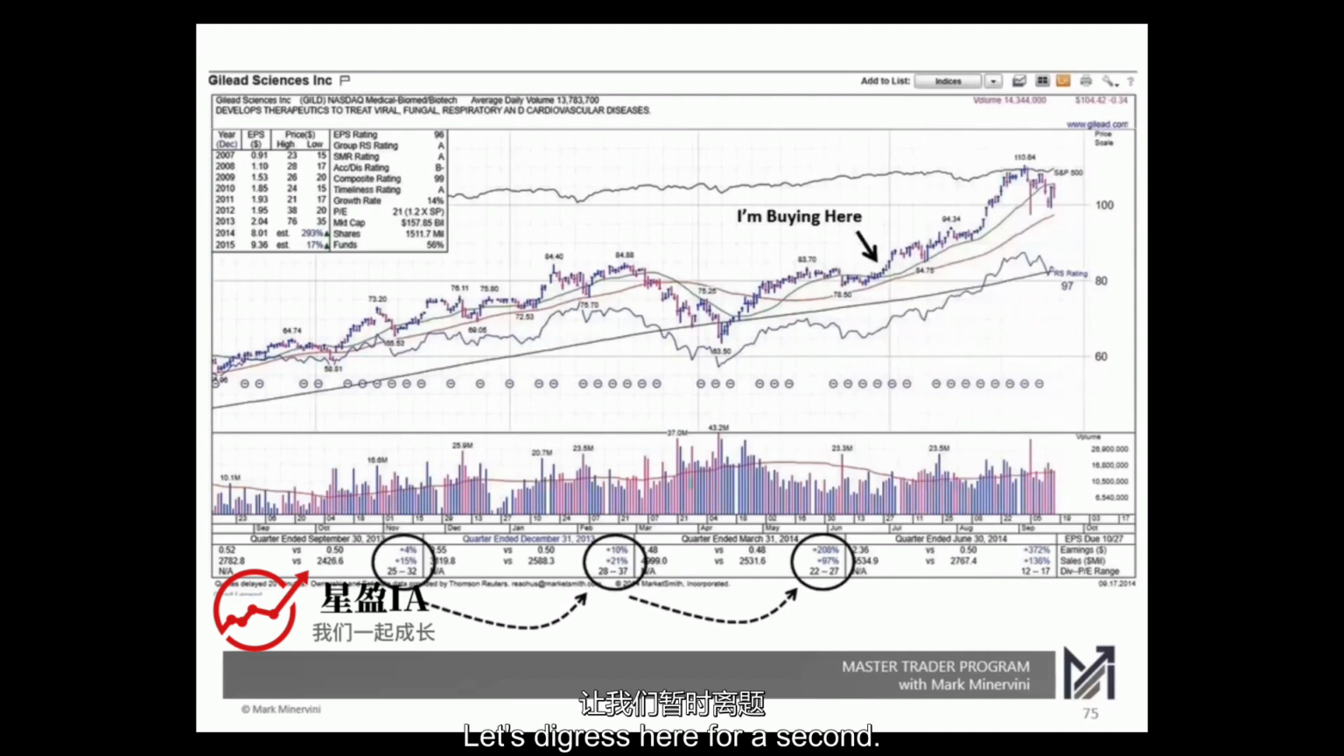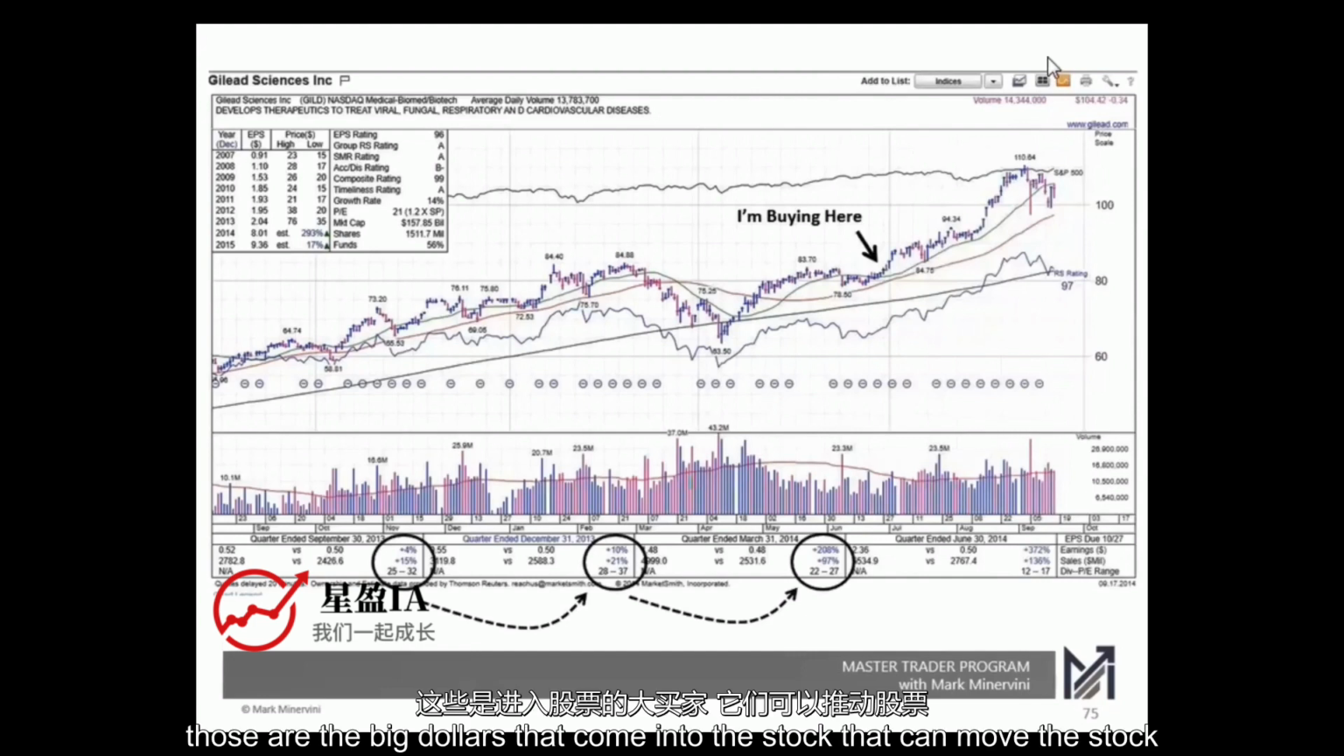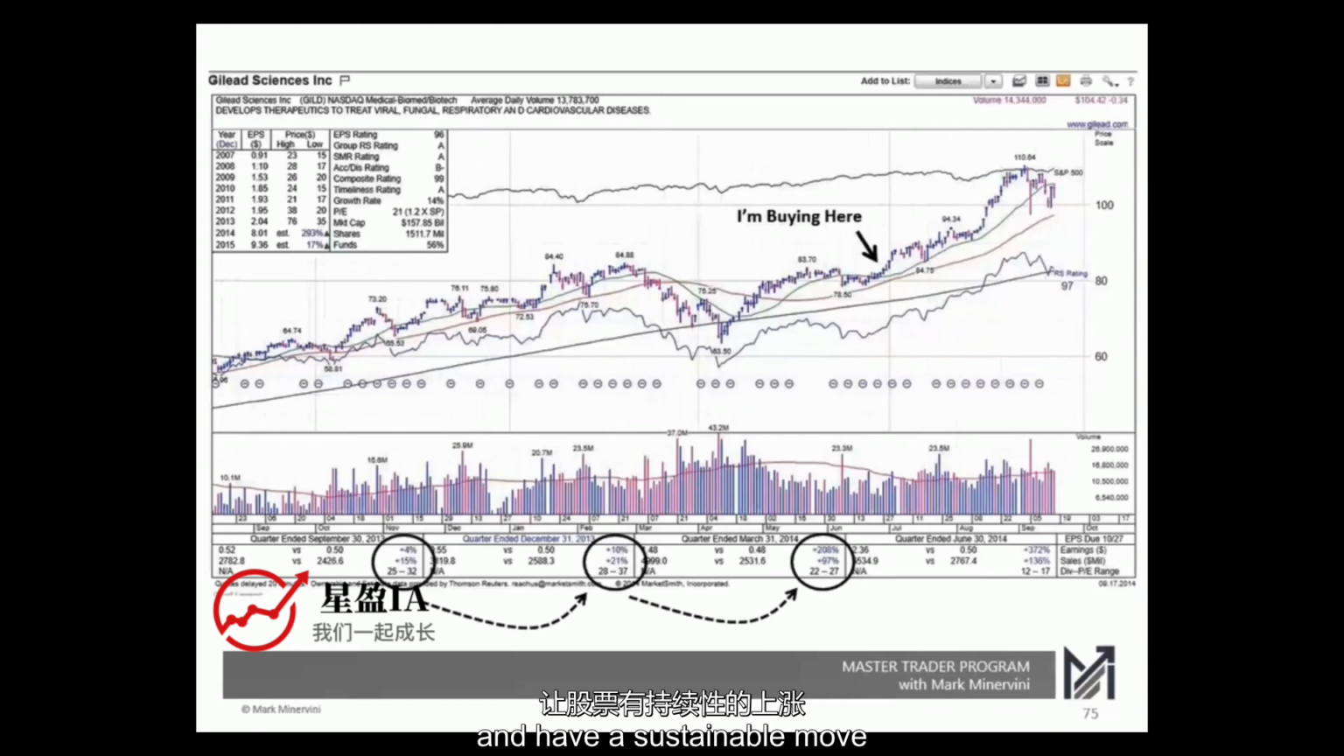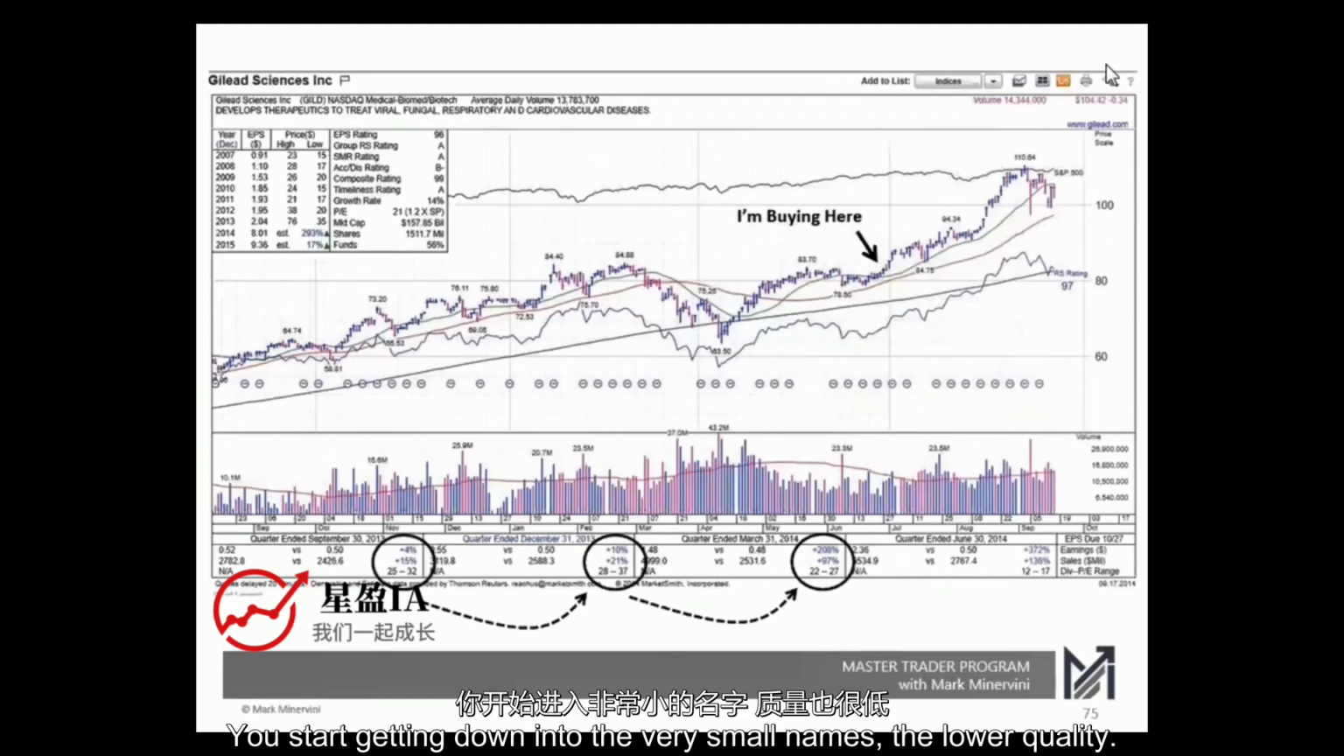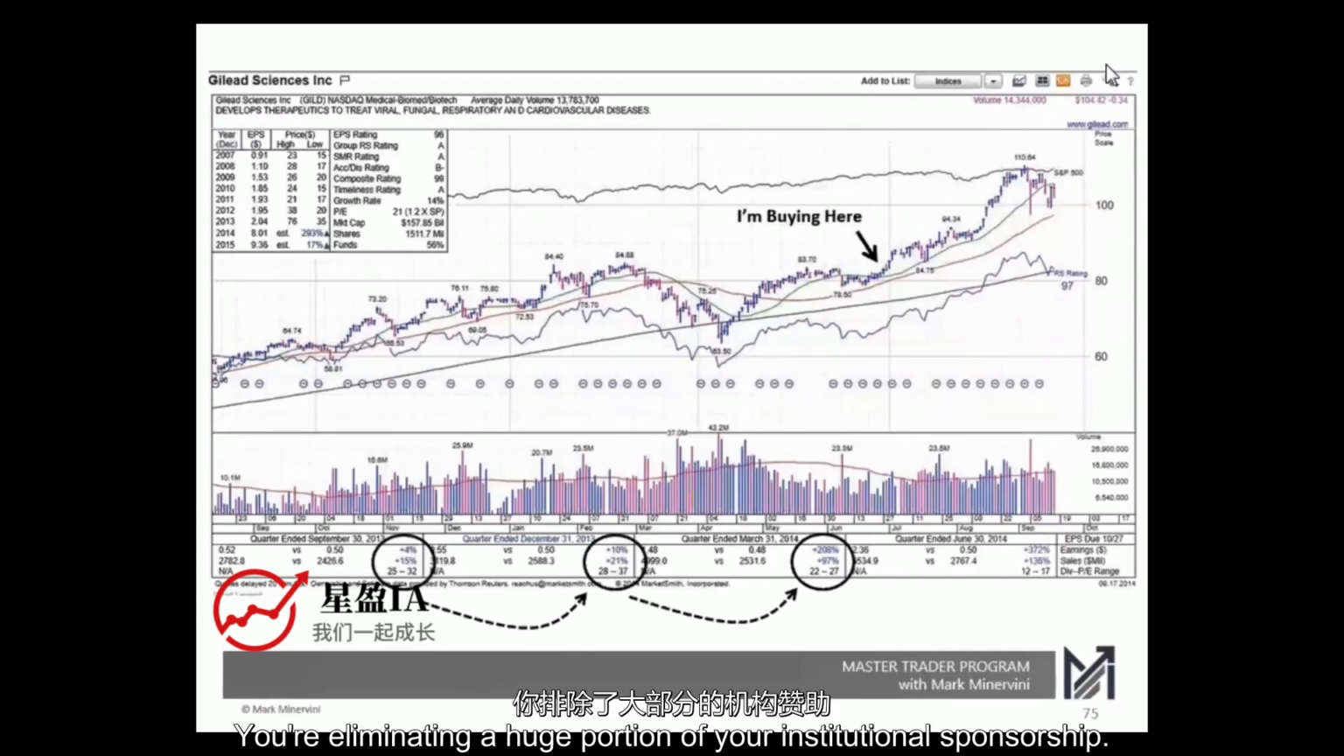Let me tell you why real quick. Let's digress here for a second. We want institutional sponsorship, right? We already established that institutions are the big dollars that come into the stock that can move the stock and keep it moving and have a sustainable move. Well, when you get down into the $6 range, now you can only have funds that are low priced funds. These funds have mandates. They have certain quality mandates, so they can't just buy those stocks. Many of them can't buy them at all. They have certain price restrictions. And you start getting down into the very, very small names and the lower quality, so you're eliminating a huge portion of your institutional sponsorship.